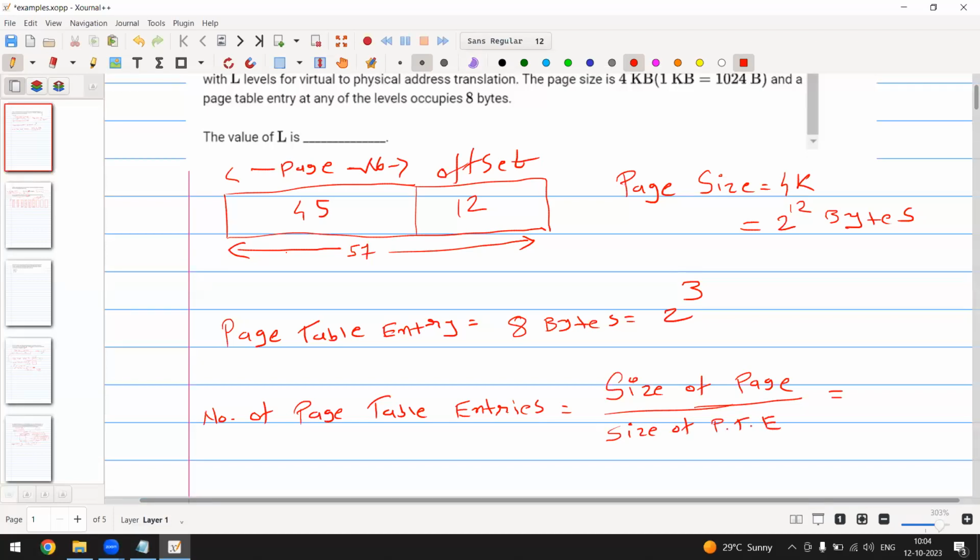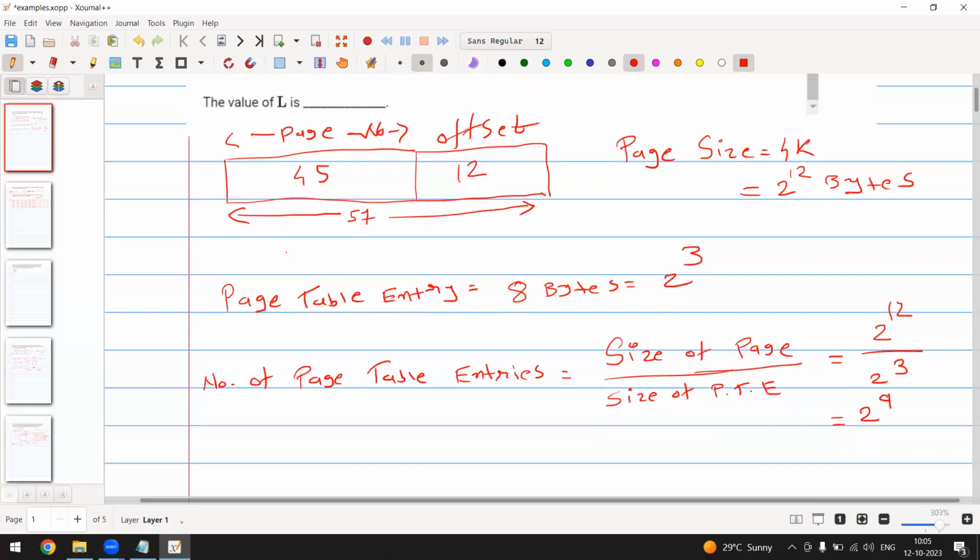So what is the size of page? Size of page is 2 raised to 12, and size of page table entry is 2 raised to 3. So here the answer is 2 raised to 9. So the number of page table entries at each level, because you don't have one level, you have L levels, is 2 raised to 9. It means 9 bits are used to get your page table.